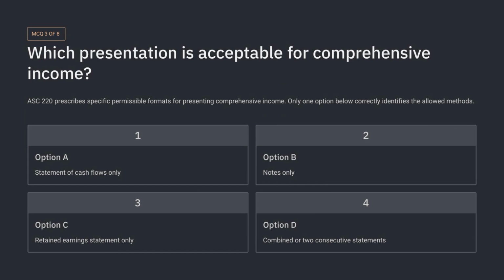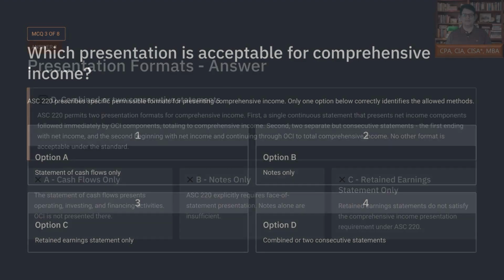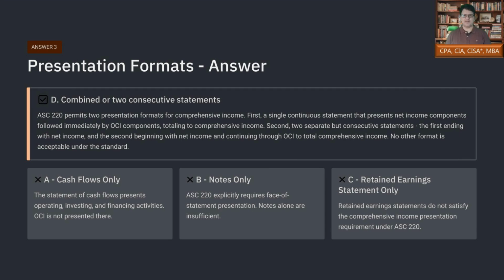Question 3 asks, which presentation is acceptable for comprehensive income? The options are statement of cash flows only, notes only, retained earnings statement only, or combined or 2 consecutive statements. Think about the permitted formats under ASC 220. The correct answer must present comprehensive income through the proper statement structure, not hide it somewhere it does not belong. The correct answer is D, combined or 2 consecutive statements.